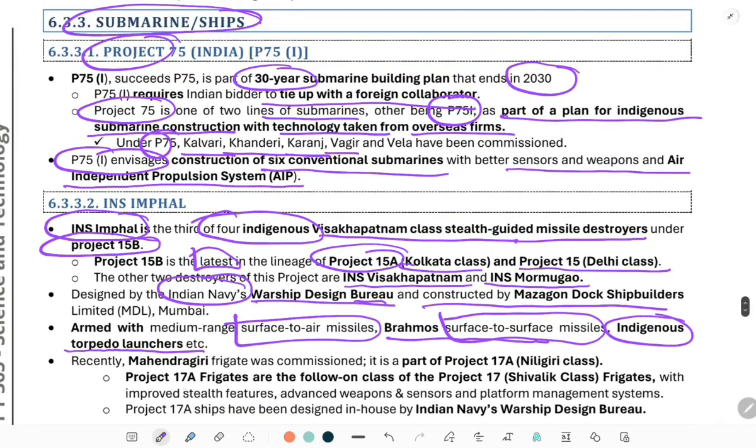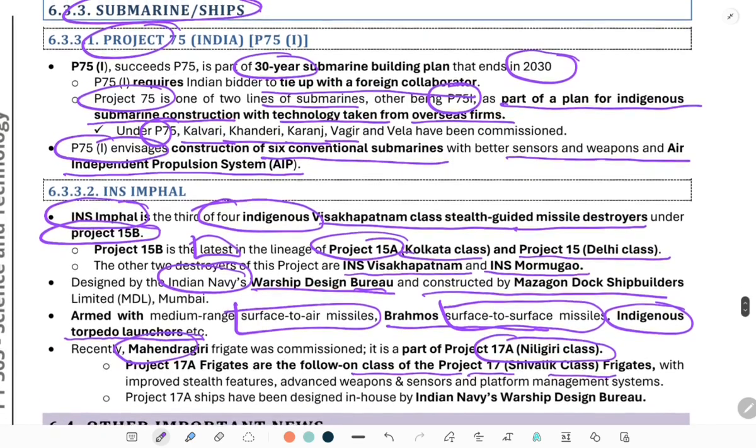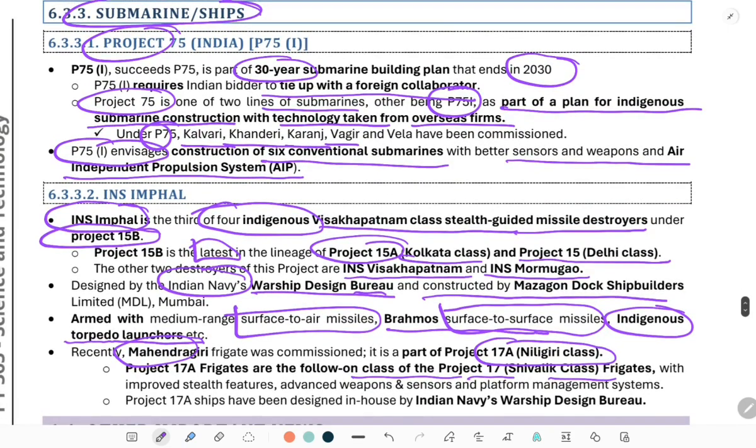Recently, the Mahendragiri frigate was commissioned. It is a part of the Project 17A Nilgiri class, and Project 17A frigates are the follow-on class of Project 17 Shivalik class frigates with improved stealth features. Project 17A ships have been designed in-house by the Indian Navy's Warship Design Bureau.